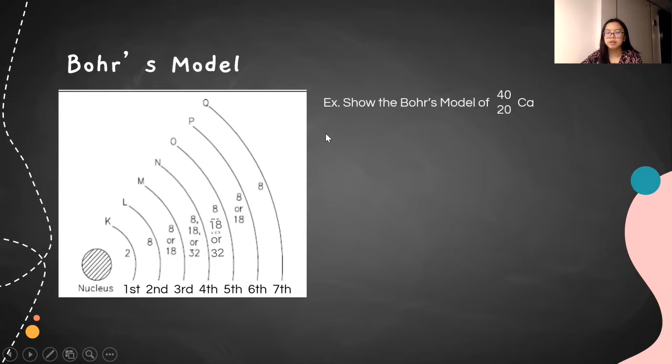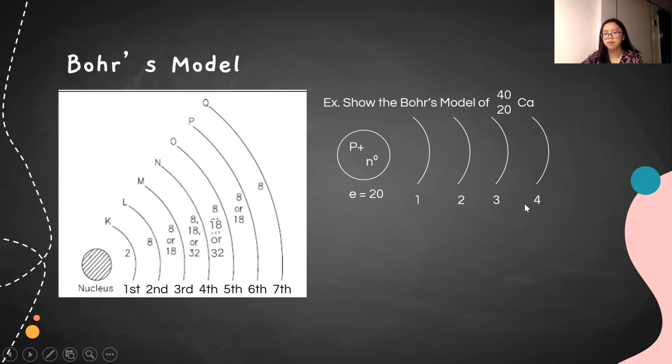So example, first, the Bohr's model of calcium, or Ca. This is the nucleus and the electrons are 20. So we draw the shells first, then 1, 2, 3, and 4. Then we write 2, 8, 8, and 2. So the valence electron is 2. We get it from the last number.